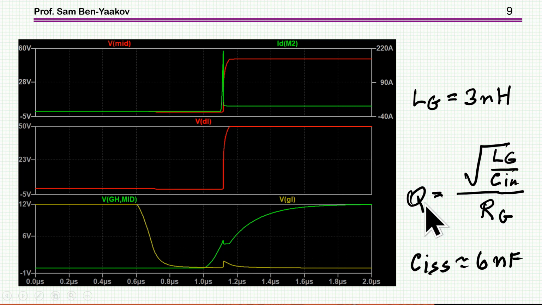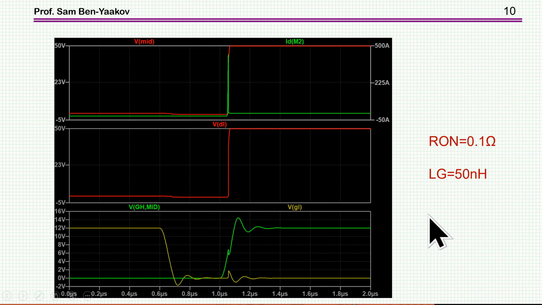Now, the value depends on the characteristic impedance, square root of Lg over Cn. Lg is the inductance, C is the equivalent input capacitance of the transistor, and Rg is the resistance in the loop. Now, if this Q is low, we don't see any difference. In order to enhance it, I changed R1 to be 0.1 ohm and Lg 50 nanohenry, which is of course quite a bit, just to enhance the effect.